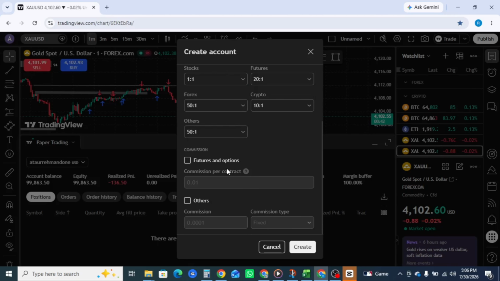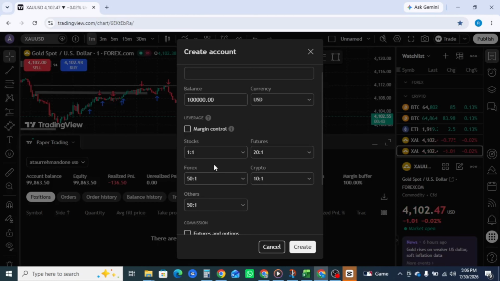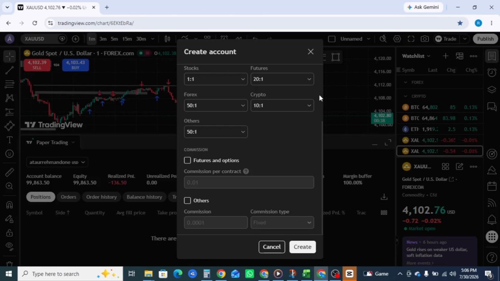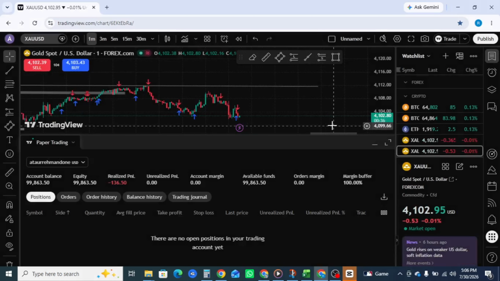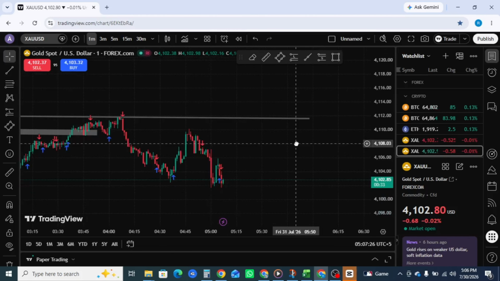And that's how multiple trades work in TradingView paper trading. Remember, the platform currently supports only one net position per symbol, so additional trades are merged into a single position.